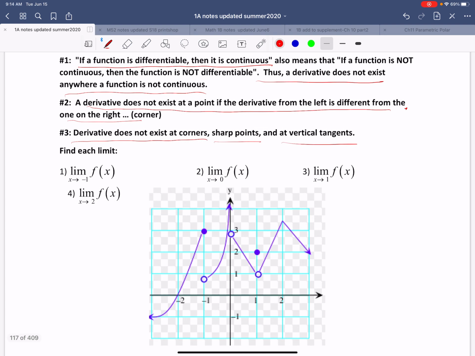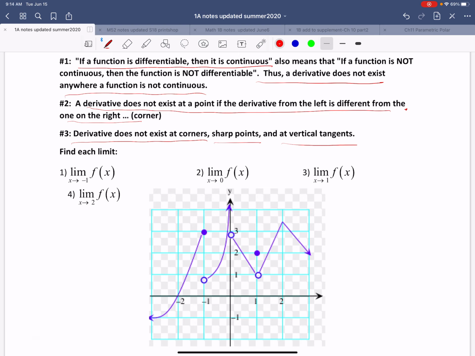So here are some examples. Find each limit. Limit as x approaches -1 of f of x. Does the limit exist? No, the limit does not exist, because coming from the left-hand side and the right-hand side, the limits are different. If the limit does not exist, there is a discontinuity here. The derivative will not exist at the point -1 either. Limit as x approaches 0 of f of x. When x is approaching 0, what is happening to the limit? Again, it does not exist. Coming from the left-hand side and the right-hand side, I'm going to two different y values. So the limit does not exist, and the derivative does not exist either.